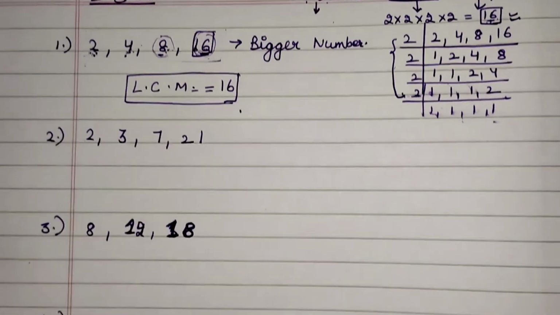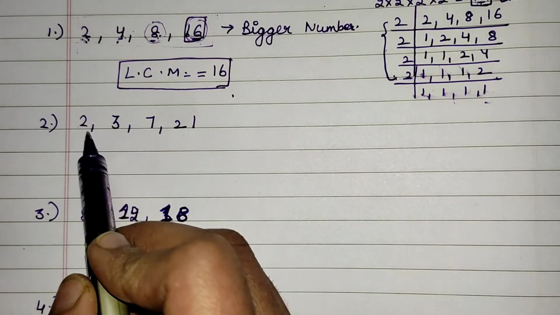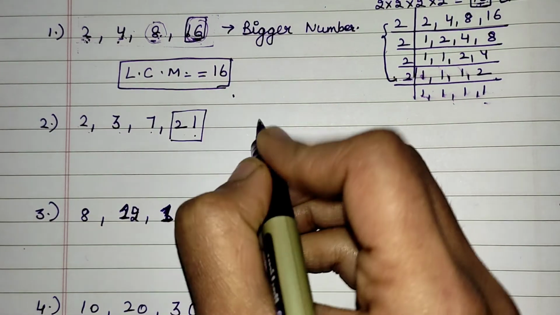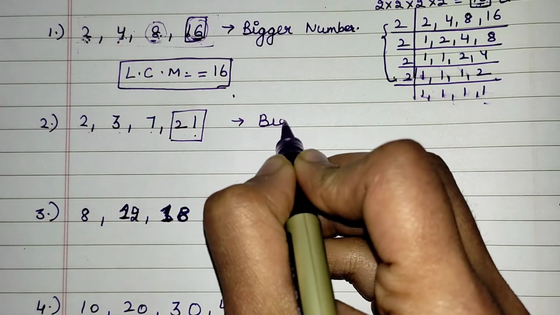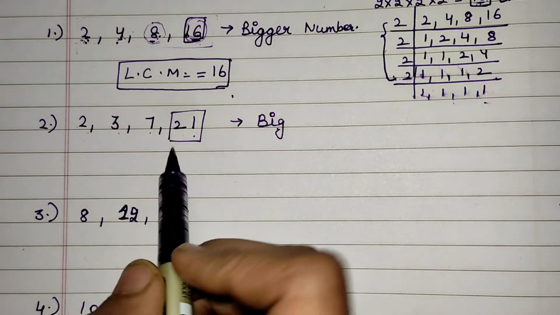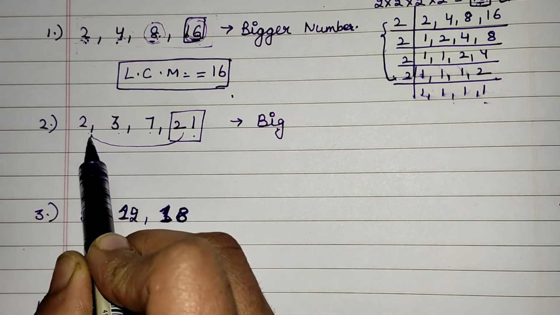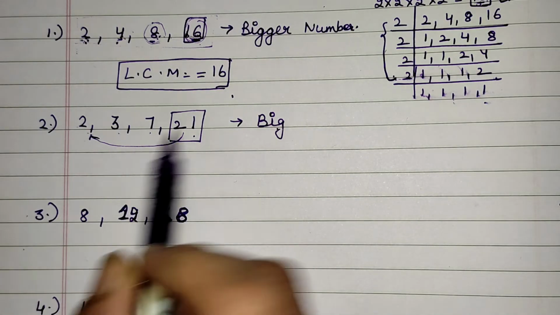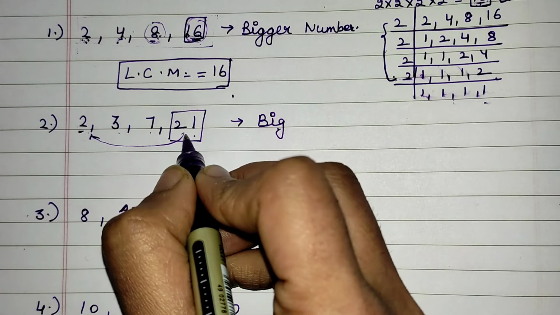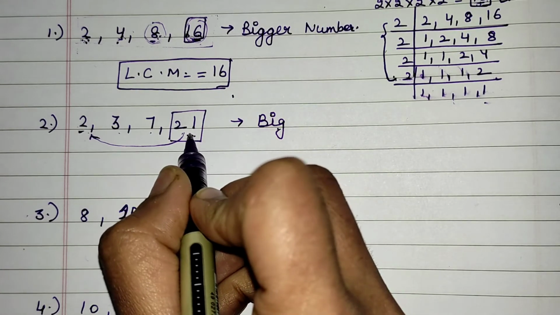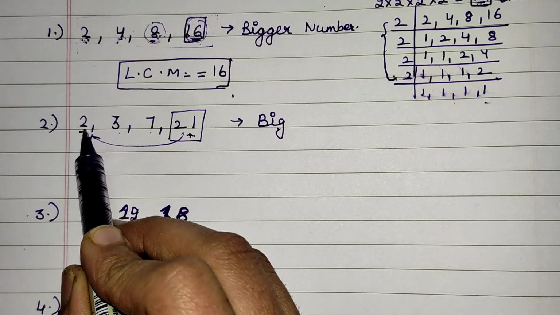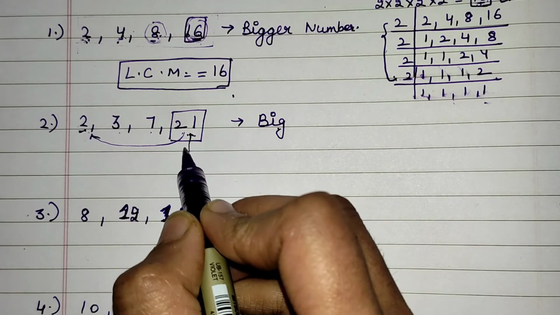Moving to the next problem, which is 2, 3, 7 and 21. What is my bigger number? My bigger number is 21. Check if 21 is divisible by all of these numbers or not. Is 21 divisible by 2? No. So I have to convert this number in such a way that it is also divisible by 2.